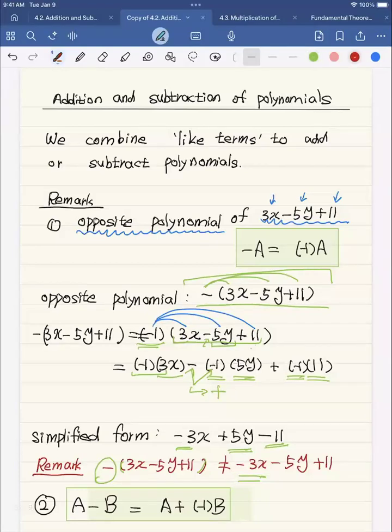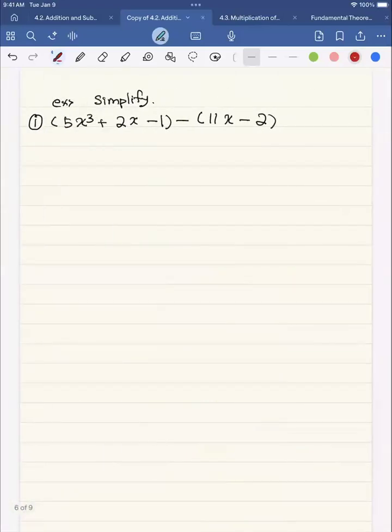Another property you know is when we write a minus b, that means a plus minus 1 times b. In this case, a and minus b are not multiplied. We are subtracting b from a. Let's simplify.